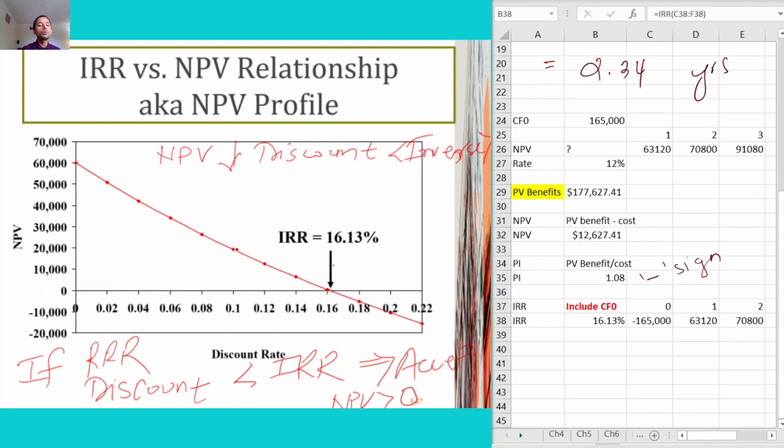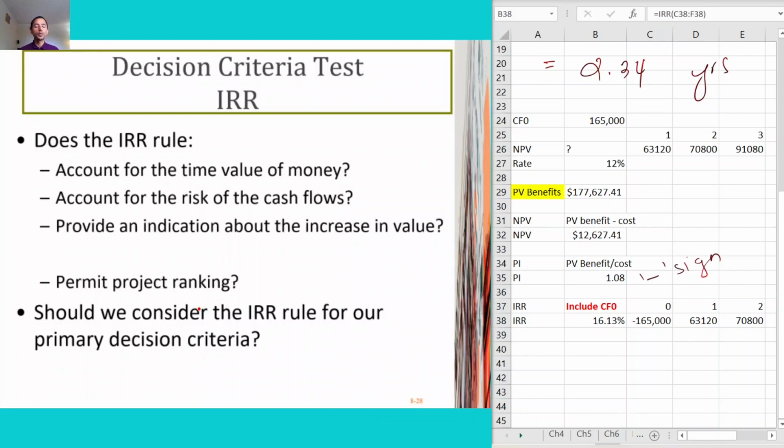So if our discount rate is anywhere here, we want to accept the project. If our discount rate is here, we want to reject the project, because if the discount rate is lower than IRR, the NPV is bound to be positive. That is the relationship between IRR and NPV. That is how the reality is. All right, so moving on.